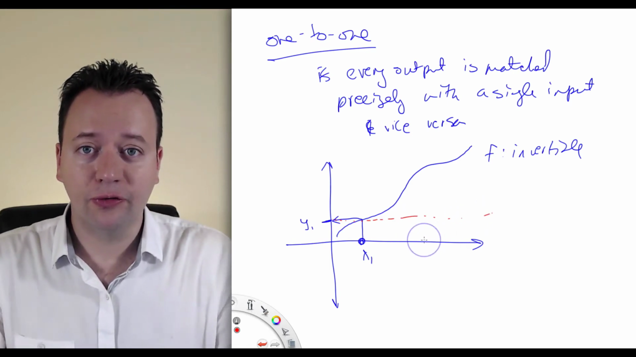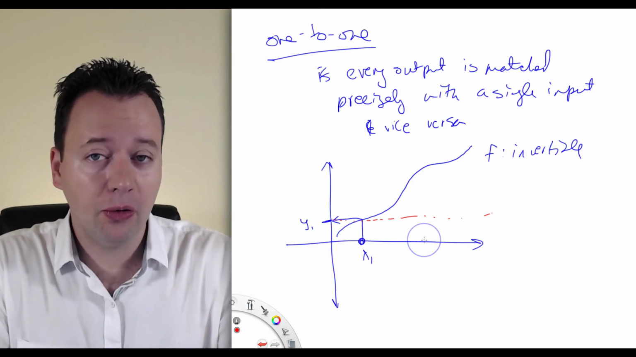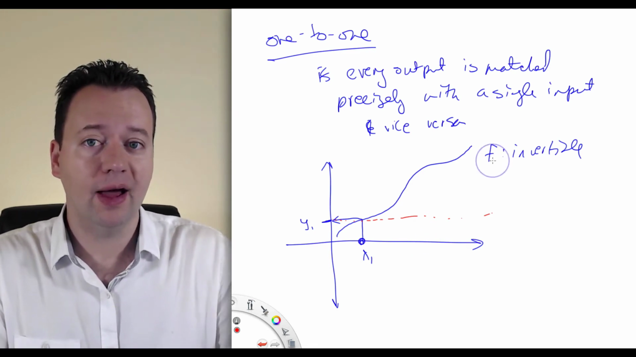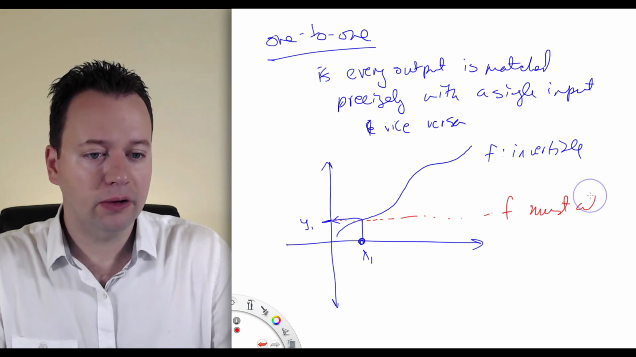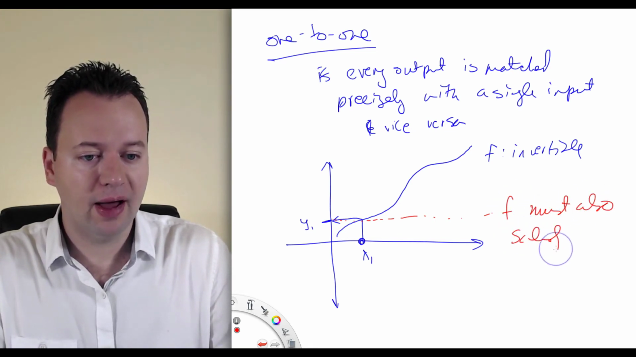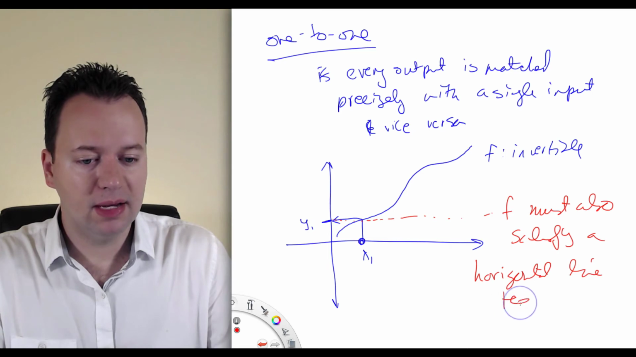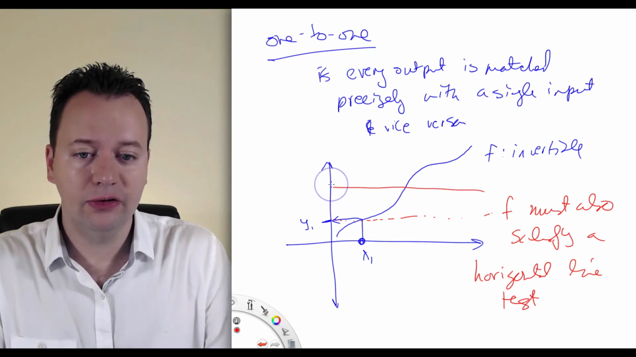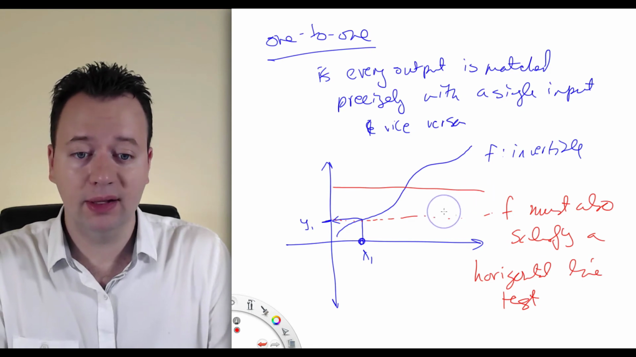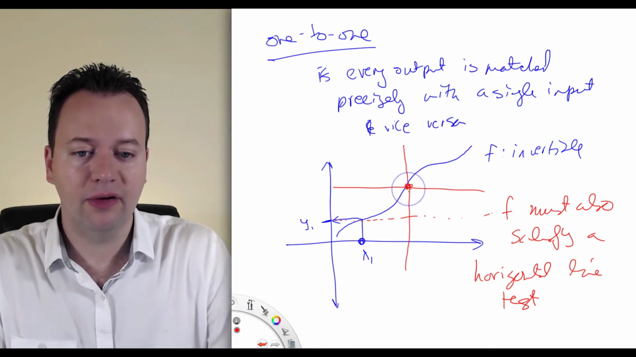So in other words, for a function to be invertible, in addition to satisfying the vertical line test, it must also satisfy a horizontal line test. So f must also satisfy a horizontal line test, meaning that any horizontal line can intersect the graph at most one time, just like any vertical line can intersect the graph at most one time.